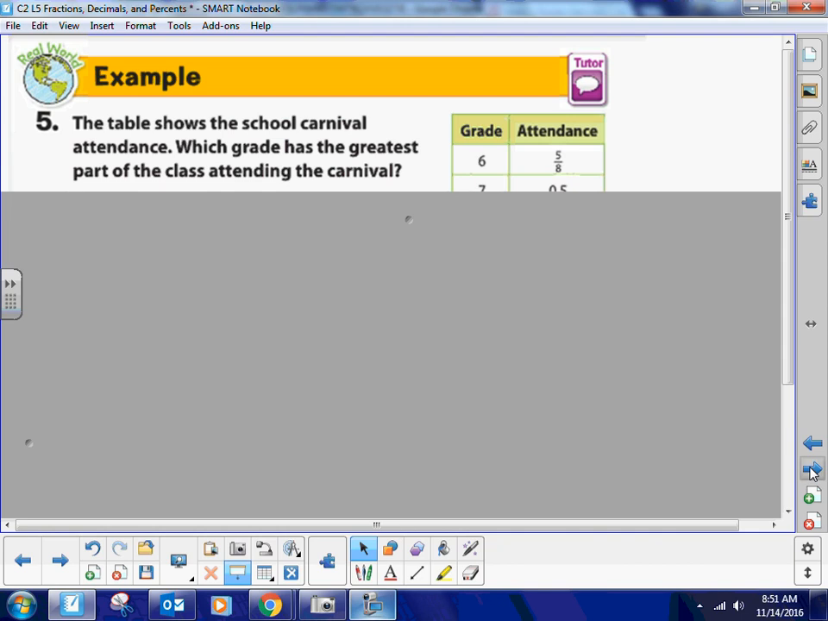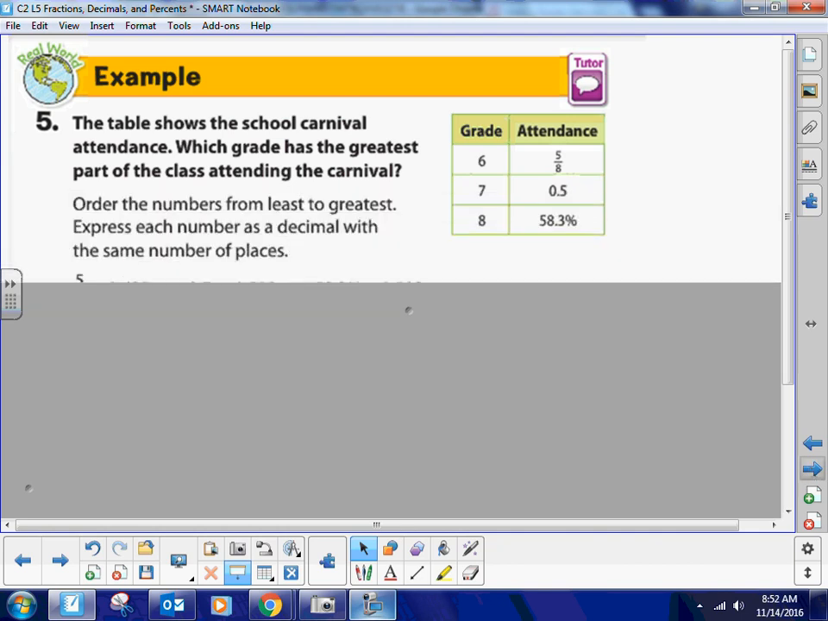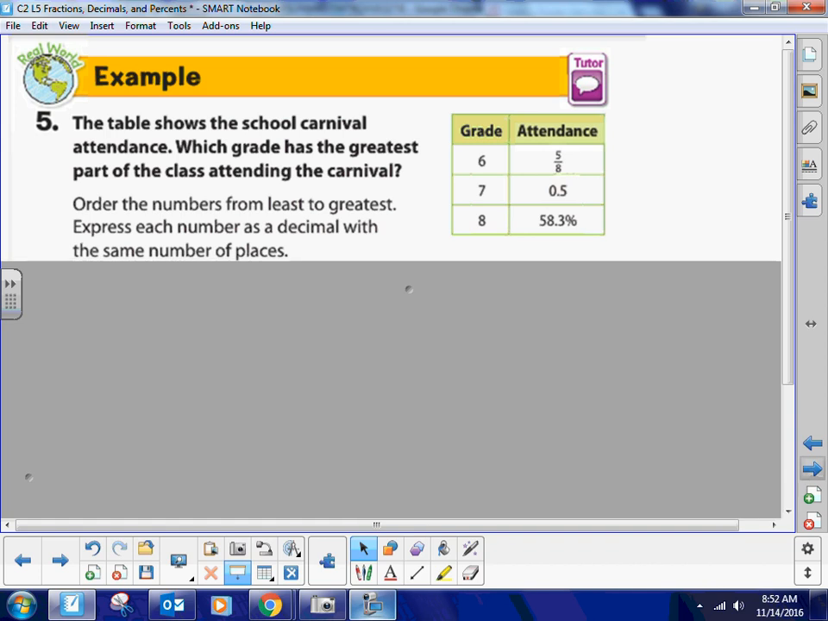Okay? Now, this is an attendance chart, it looks like. The table shows the school carnival attendance. Which grade has the greatest part of the class attending the carnival? Okay? Again, I would put everything into decimals. The first thing I would do is put everything into decimals. Look, this one you got to put into a decimal.